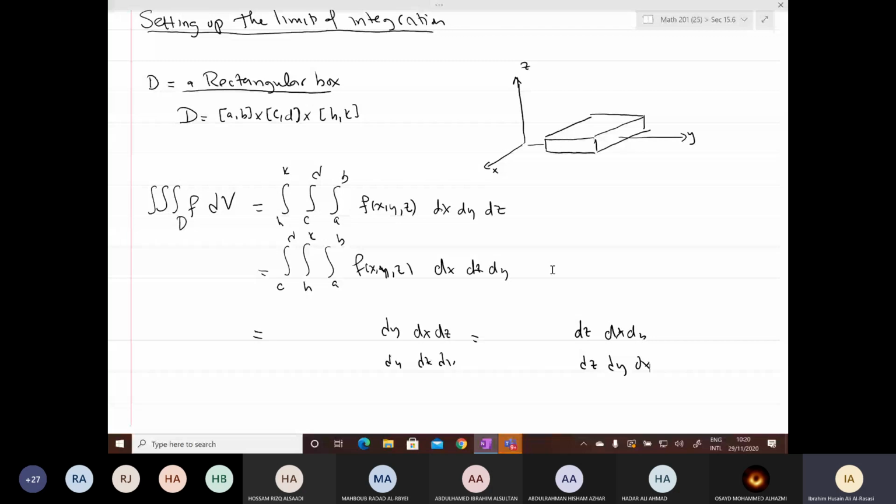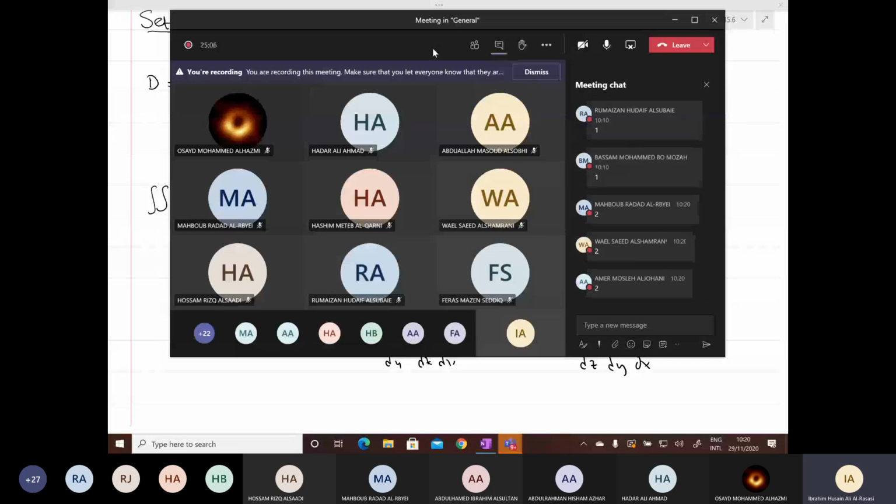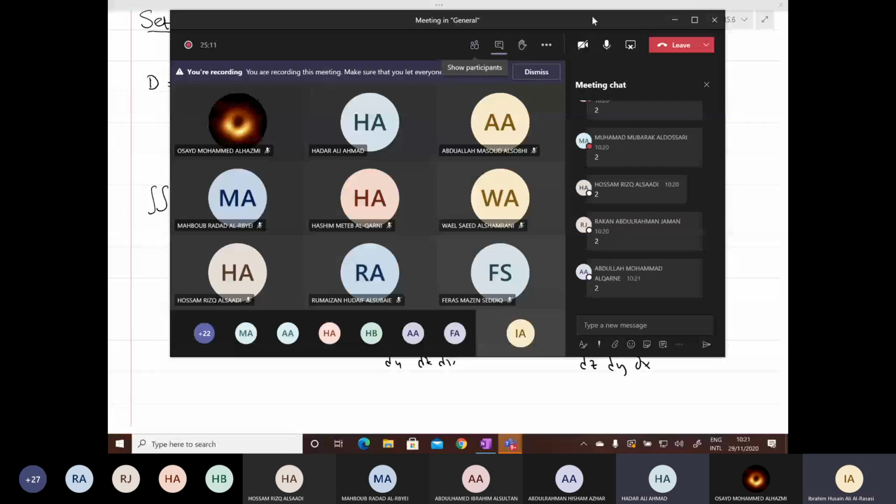Let me just make sure. If it is clear, just write 2 in the chat. If you feel it is really true, that it is a generalization, which is good.